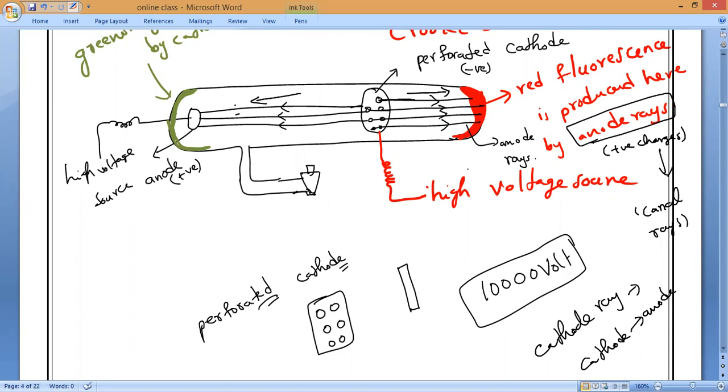But the actual nature of the particles of canal rays was not discovered by Goldstein. It was found in 1907, when these rays were treated under a magnetic field, that they are positively charged, but they do not have the same mass. Those are the properties which we will study. As they pass opposite to the cathode rays, they pass through the canals, meaning these holes.